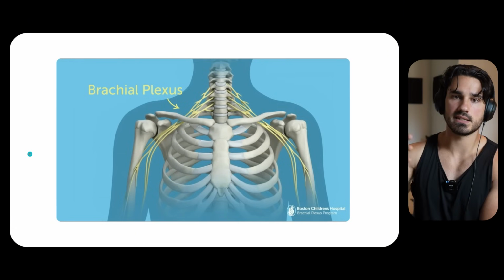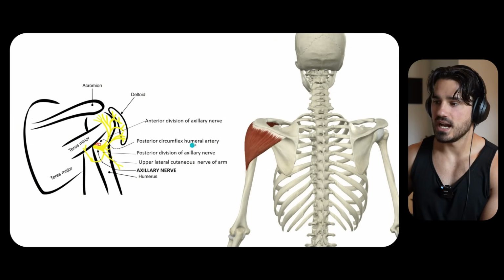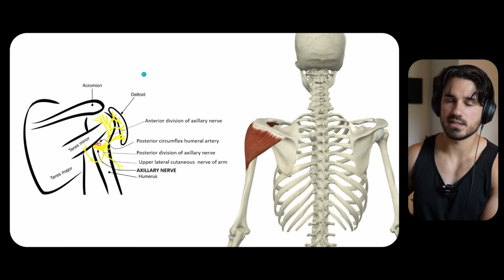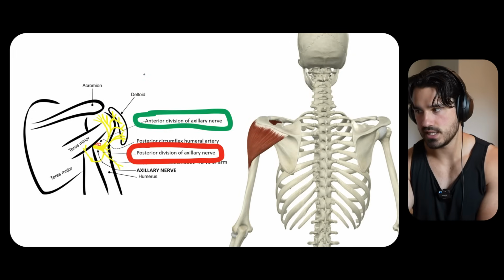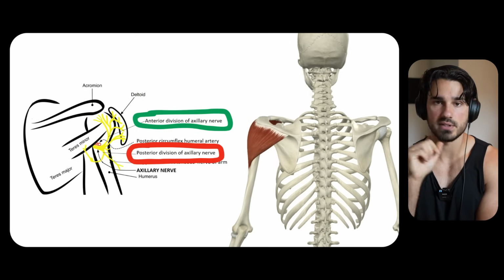And the brachial plexus kind of converges into this other nerve called the axillary nerve. And so this is a bunch of mumbo jumbo over here. I'm gonna simplify it and get you to focus on just these two things right here. The anterior division of the axillary nerve and the posterior division.